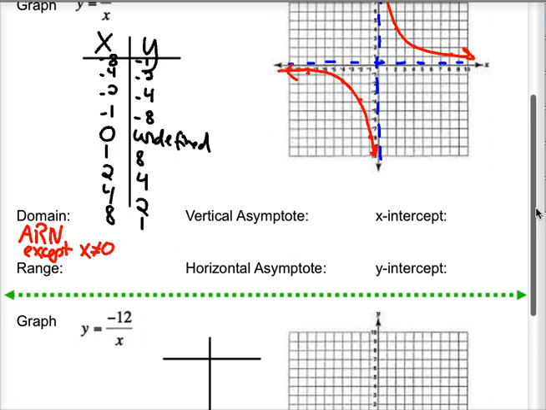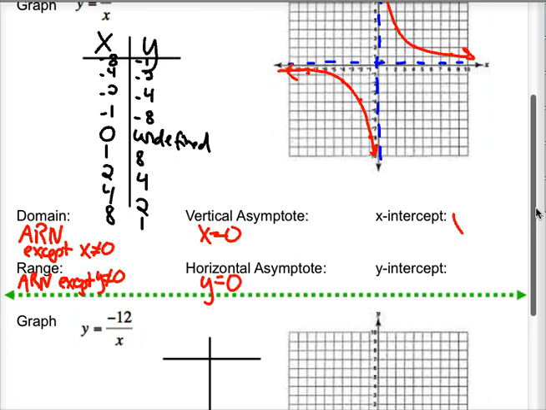Same thing for the range. The range is all real numbers except 0, because we don't want to let y be 0. So that's the thing about these rational functions. They exist everywhere except where you have an asymptote. Vertical asymptote, well, we already said that's where x is 0. Horizontal, where y is 0.